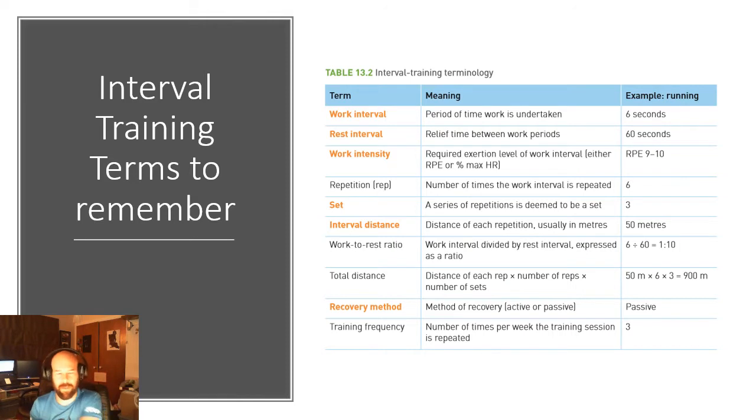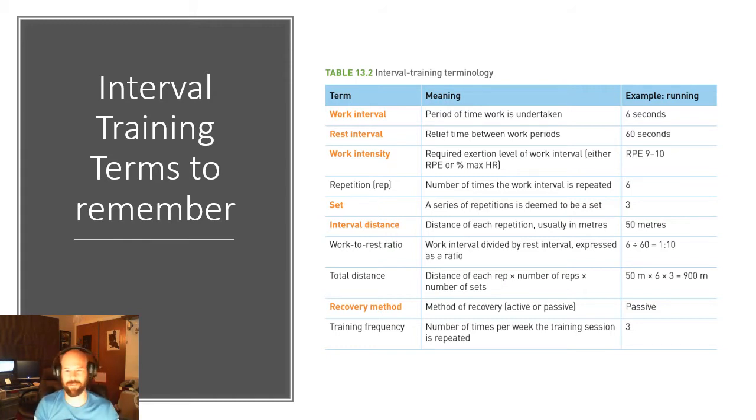This is when we get to our work to rest ratios, and this is what determines which energy system is going to be used. Okay, so the work to rest ratio, I know it's maths. Nobody likes to use it, but hey, PE, we have to use it a little bit. So it's the work interval divided by the rest interval, and it gets written as a ratio. So remember, the ratio is writing something in its simplest form.